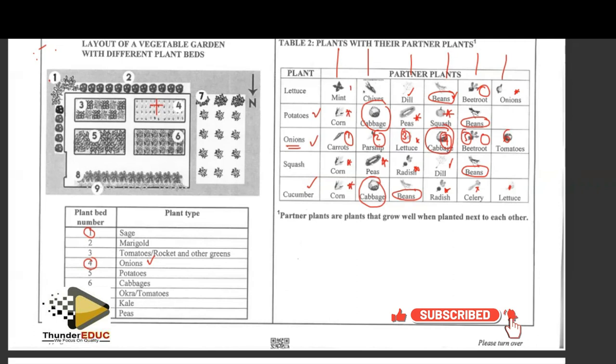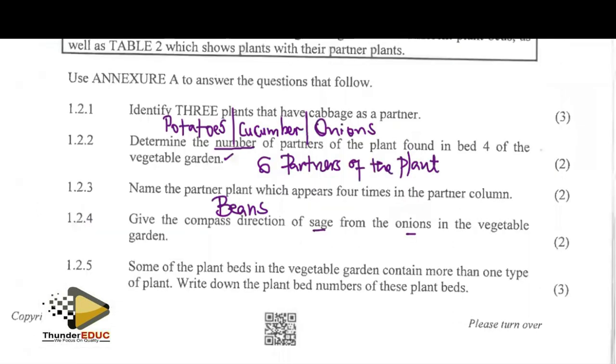But take note, look at the compass direction. It says that this other side is the north. So this is your north. North simply means this is north. This is what? West, this is south, and this is what? East. So your answer there has to be east.